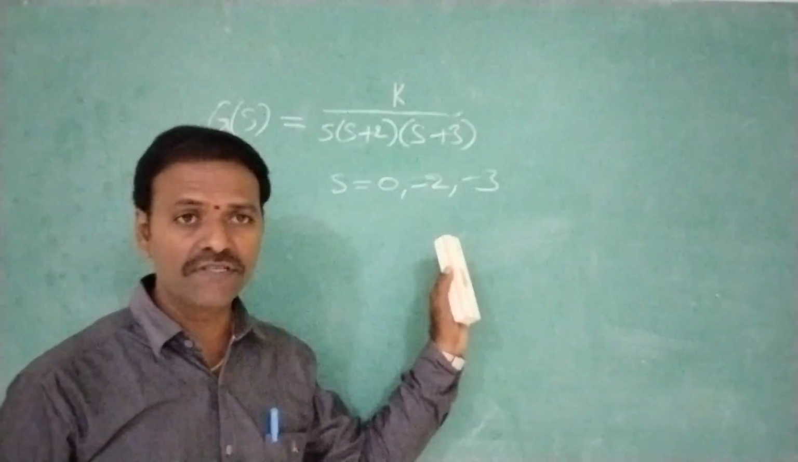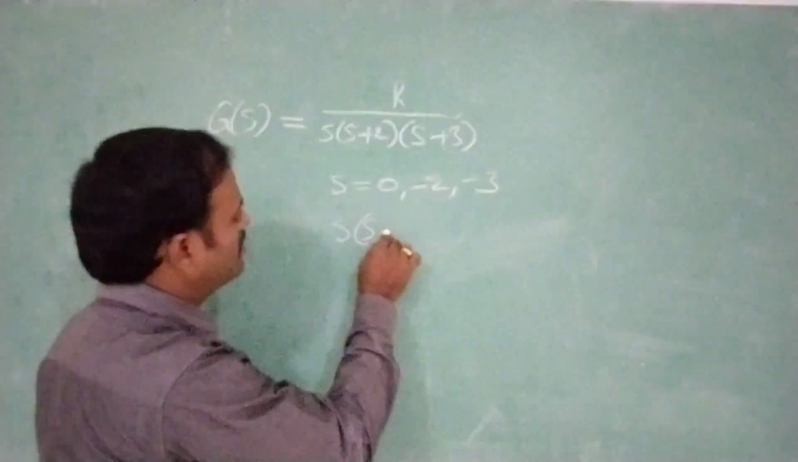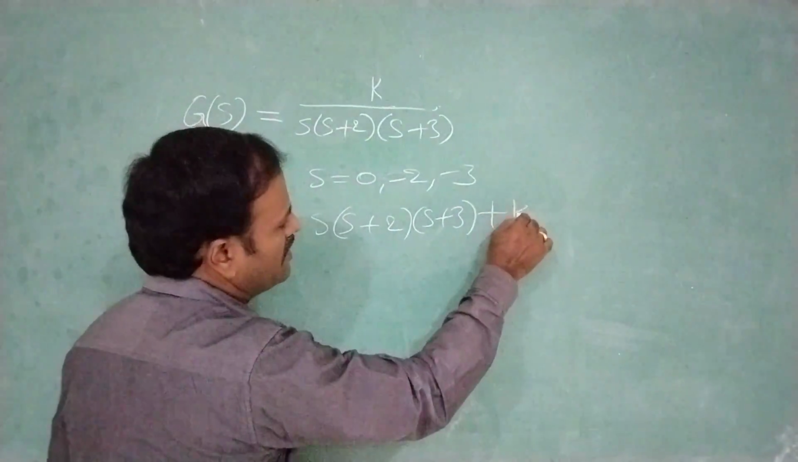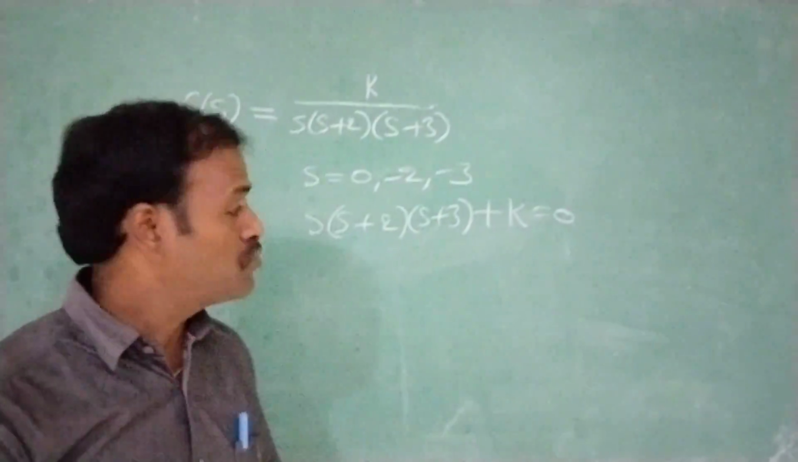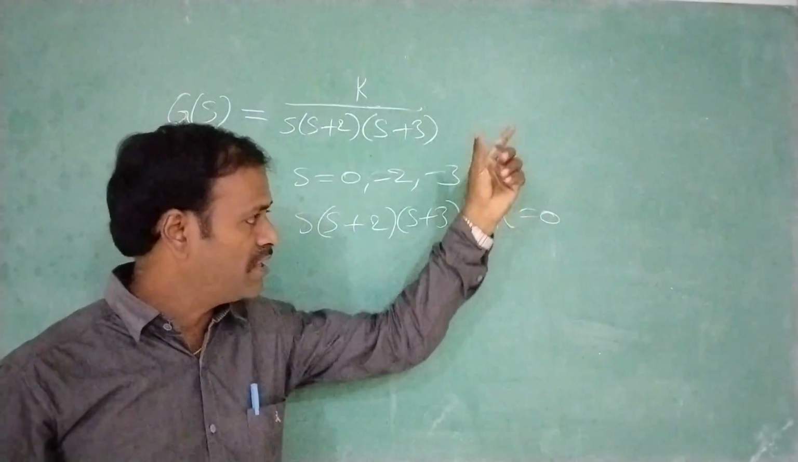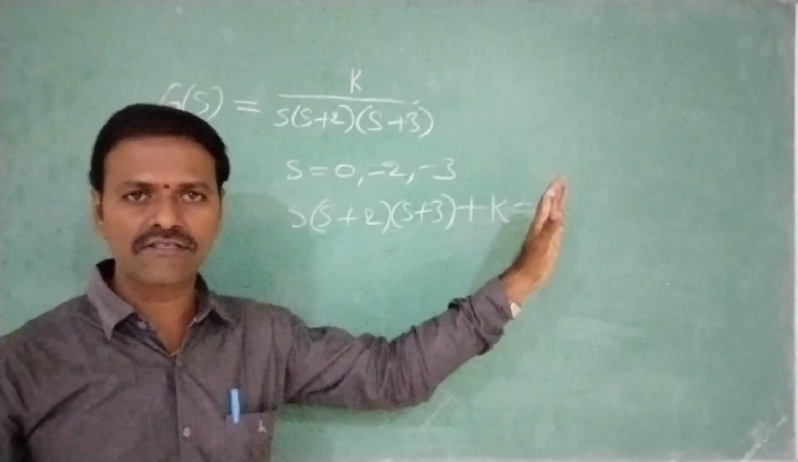Whereas coming to the closed loop system, the location of the roots becomes s plus 3 plus k is equal to 0. So here the location of the roots depends upon the open loop gain k. So we need to draw the plots for all the values of k from 0 to infinite.